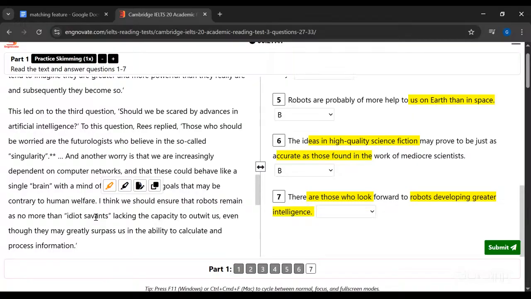I think we should ensure that robots remain as normal than aliens, even hacking the capacity out with us, even though they did.